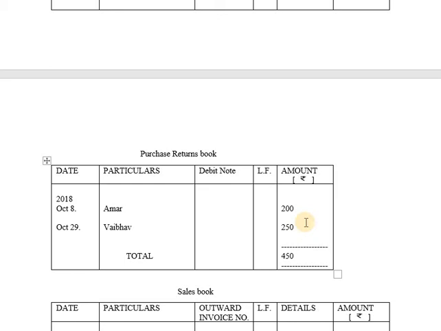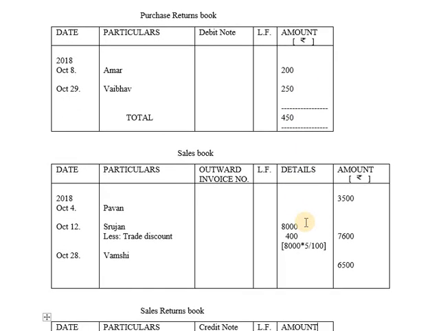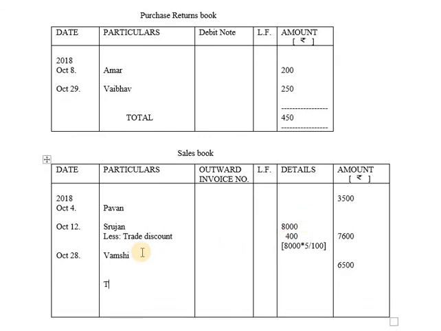Next, after purchase returns, we have a transaction of sales book. So now we have prepared the sales book. Now we'll be doing the total for sales book. So what is the total of sales book? 7,000 plus 3,000, 10,000, 10,000 plus 6,000, 16,000, 16,000 plus 1,000, 17,000, 17,000 plus 600, 17,600. So here the total is 17,600.